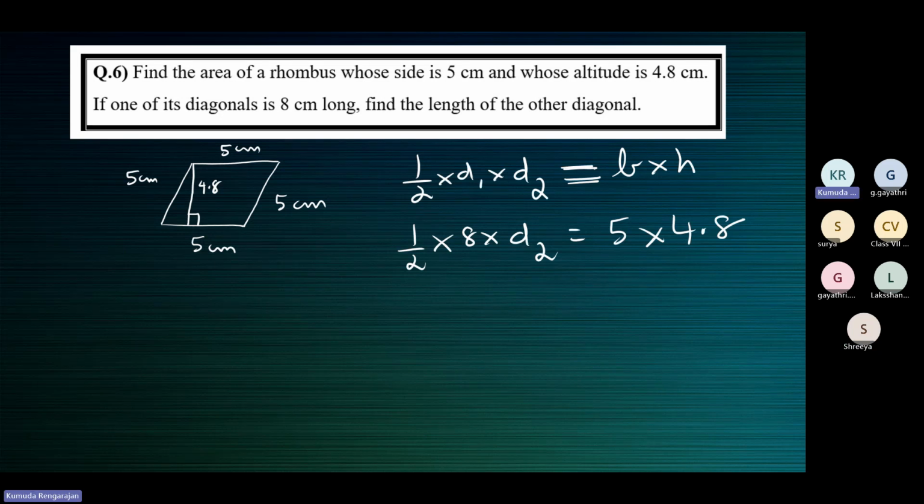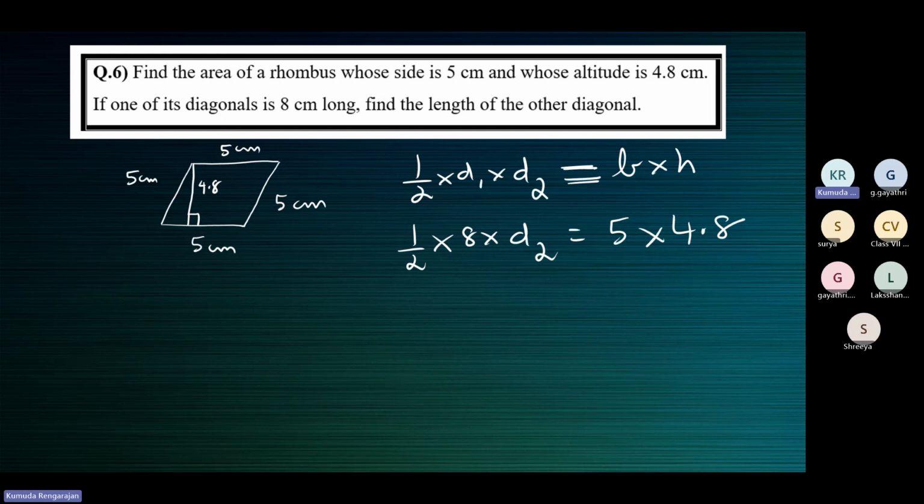What are the two different formulas we have to find the area of a rhombus? When the diagonals are given, half d1 into d2. When base and height are known, we use base into height. But the area answer will be the same in both cases. That means half d1 into d2 is equal to base into height. Half d1 into d2 is the area of the rhombus, base into height is also the area of the rhombus. So they are equal.